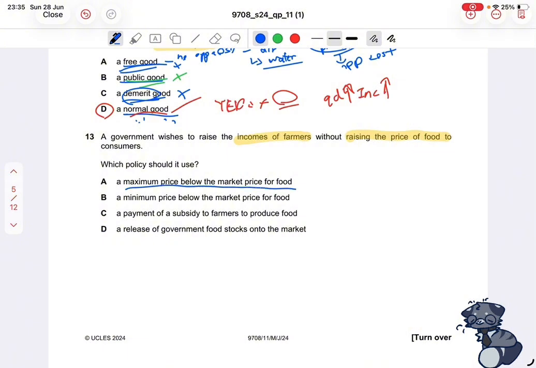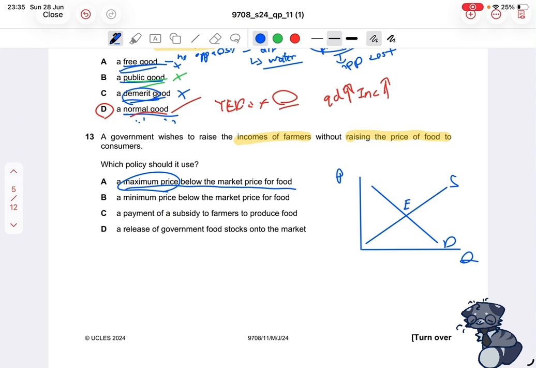So what is a maximum price? Well, we can draw that on a demand and supply curve. So let's just do that really quickly. Downwards is D, upwards is S. So this is the demand curve, supply curve, price, and quantity demanded or quantity supplied. And this is our equilibrium point right here.